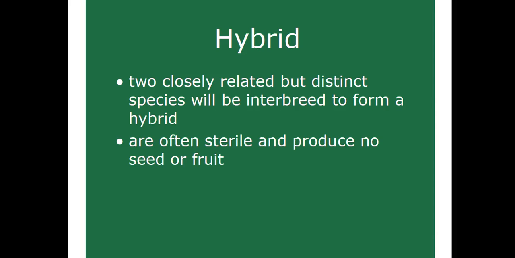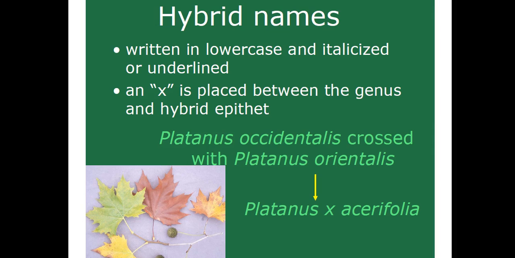Hybrids. Again, hybrids I think we've already discussed to some extent, but hybrids are two closely related but distinct species interbred to form a hybrid. They're often sterile and produce no seed or fruit. Hybrid names are written in lowercase and italicized or underlined. An X is placed between the genus and hybrid epithet.